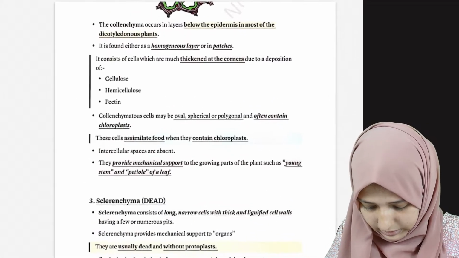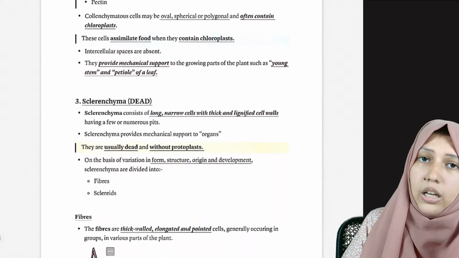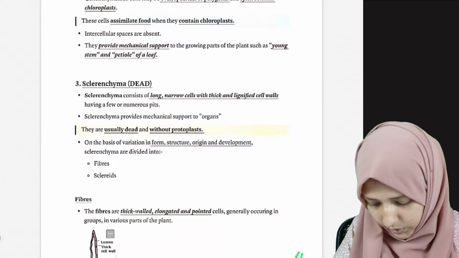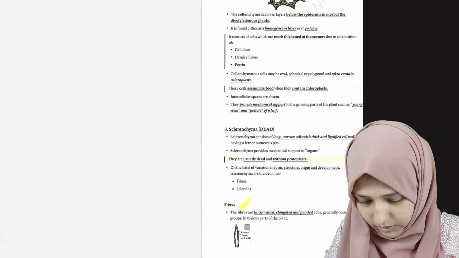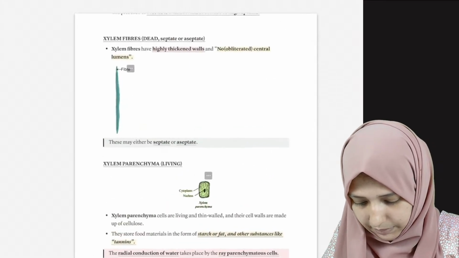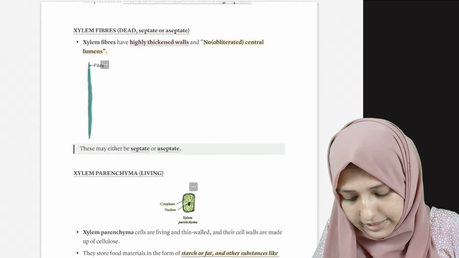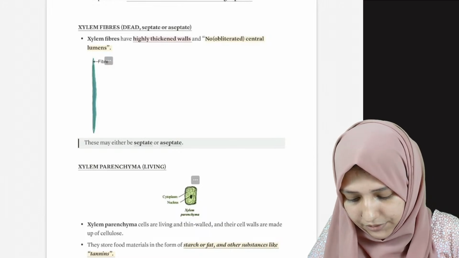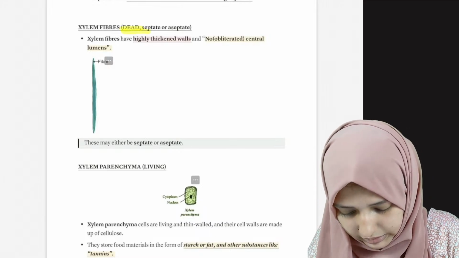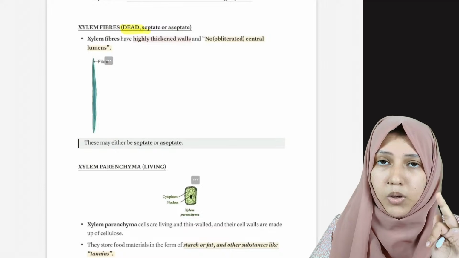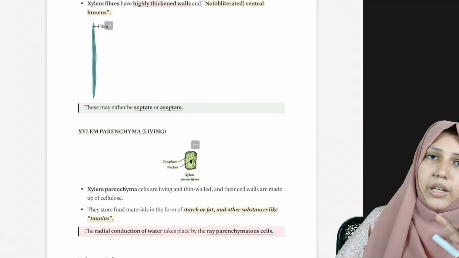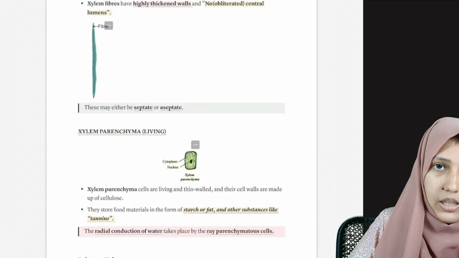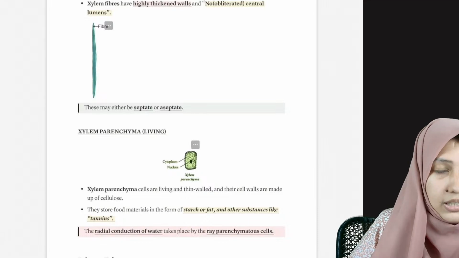Now as we discussed, this is sclerenchyma. As I said, there are 2 types of sclerenchyma. One is fibers, and the second one is sclereids. Now coming to the third element of xylem, it is xylem fiber. Xylem fibers are again dead. Out of these 4 components, 3 components are dead. They are the xylem vessels, tracheids and xylem fibers.